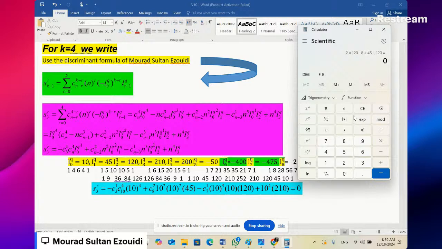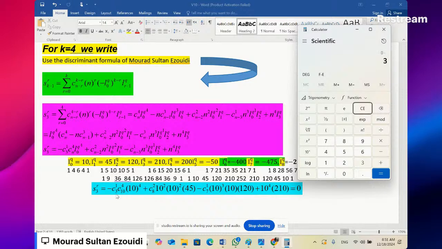At the same time, teachers and colleagues and students and learners and those who have a smart mind, who are curious about solving polynomials to the power 10, it's an occasion for you, a chance to get to know about these strategies and theorems and theories of Mr. Murad Sultan Ezouidi.